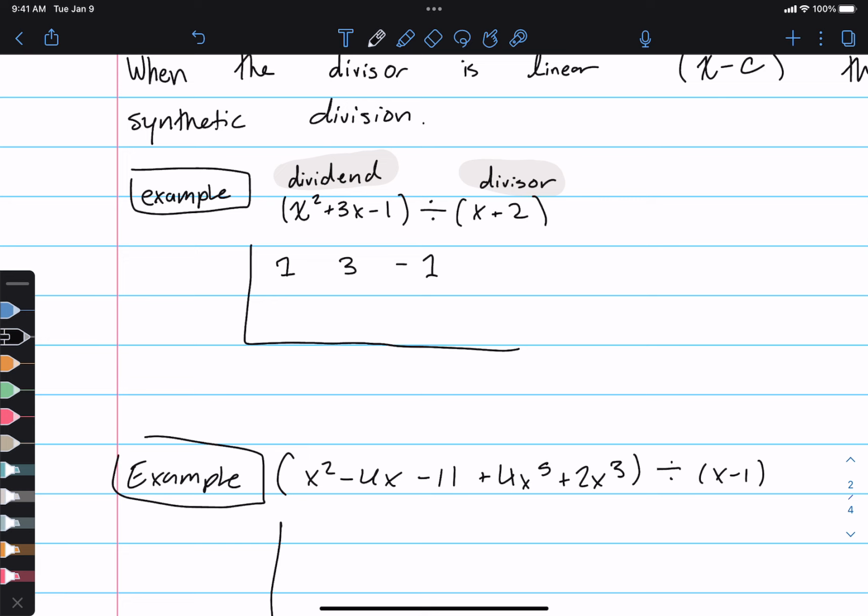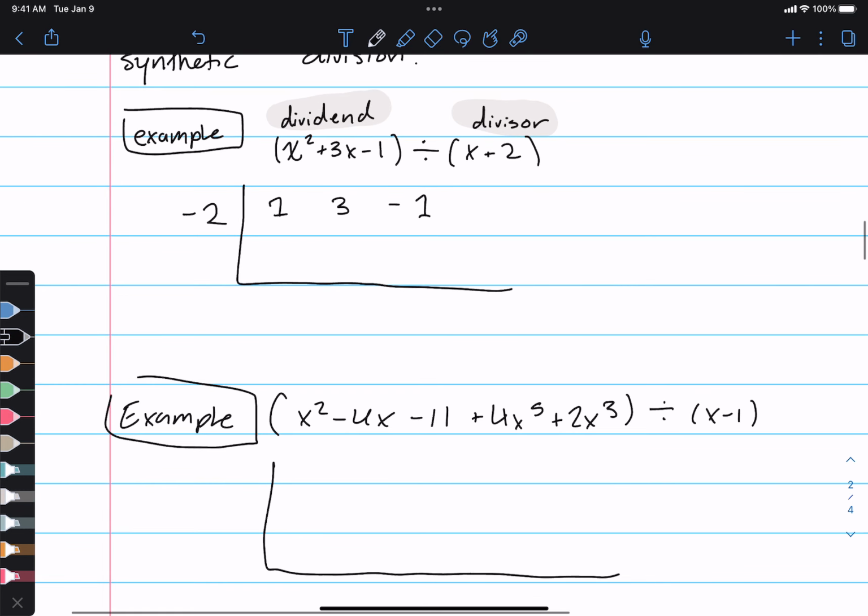Then you're going to write whatever makes the divisor 0 out by the left here. So in this case, it's going to be negative 2. And then you can replay that if you need to see that process again. And your first step is to drop down this first coefficient right here. And then at every step, you're going to first multiply by the 0. So this becomes negative 2. And then you're going to add up whatever's in this column right here. So this becomes 1 again.